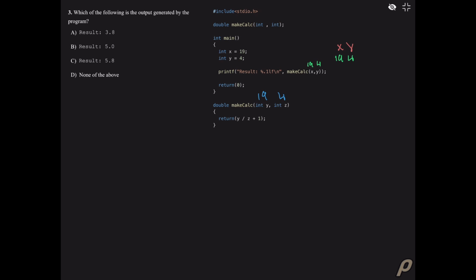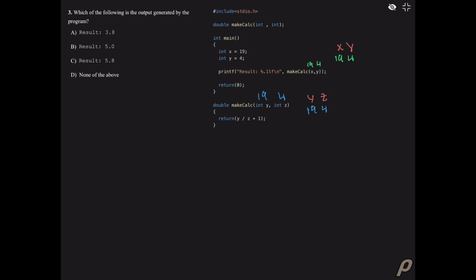Notice that even though this says x and this says y, this says y and this says z, that doesn't matter at all, because those variables are completely unrelated as they are in different scopes. The thing that matters is the order in which you pass the parameters to this function. So this 19 goes to this y, and this 4 goes to the z. So as we track that down here, that is not x and y. That is the mistake I was just mentioning. This is y and z now. So y is 19 and z is 4.